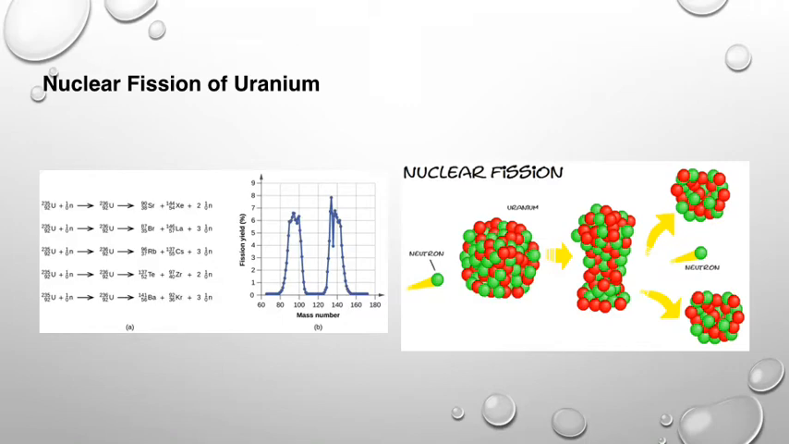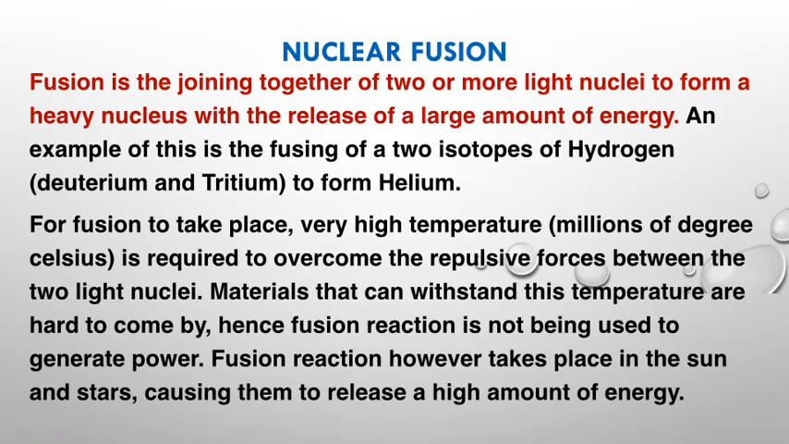Now, just to bring the picture clearer home, we have this other diagram here. You can see the neutron moving to hit the uranium. After hitting, the uranium begins to split up and it forms the daughter nuclei that you have. Now let's look at the second type of nuclear reaction. That is nuclear fusion.